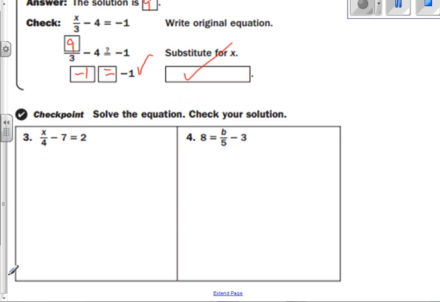So now it's your turn, adding and subtracting for two-step equations. So pause the video, do number 3, and then do number 4. Start the video back up, and we'll check our answers.